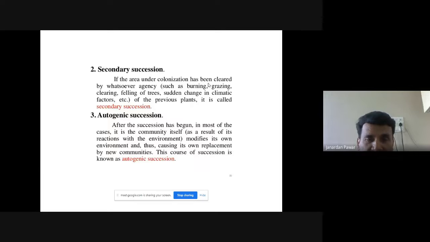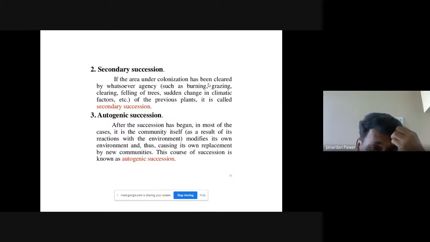After the succession has begun, in most of the cases, it is the community itself, as a result of its reactions with the environment, that modifies its own environment and thus causes its own replacement by new communities. This course of succession is known as autogenic succession.